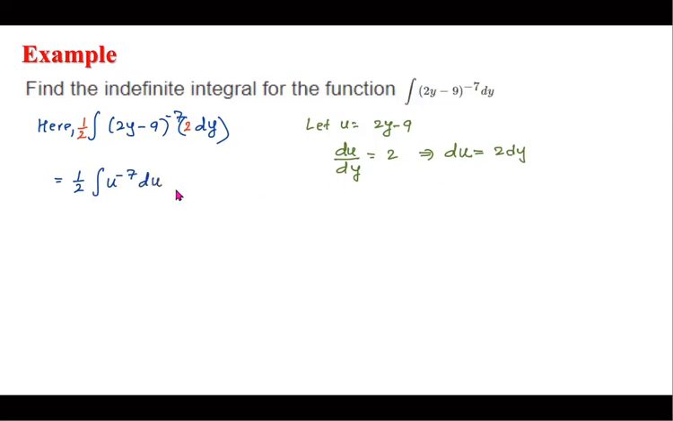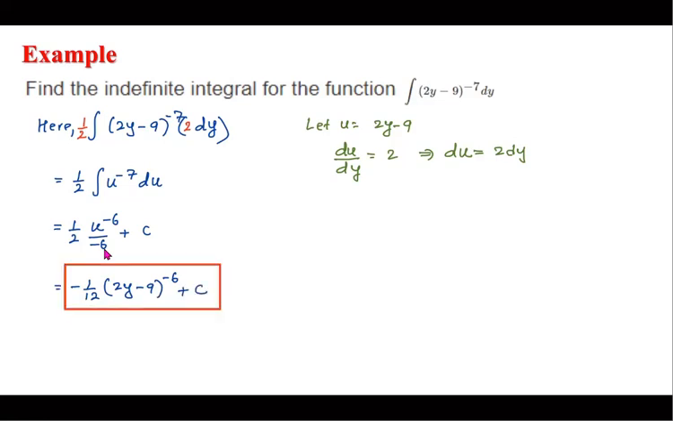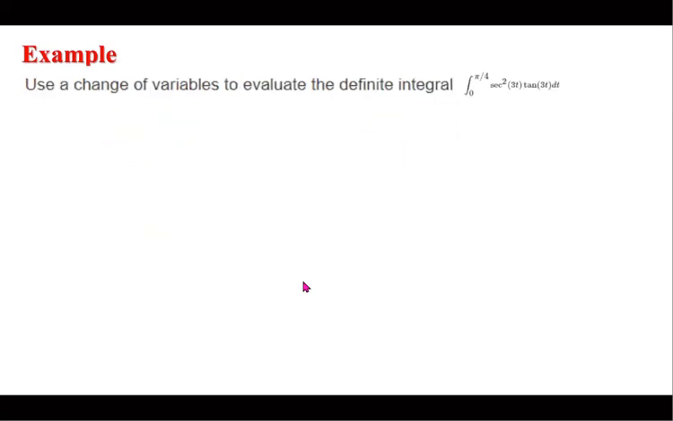So it is easy to integrate this one. Half, we increase the power by 1, that becomes negative 6. We divide by the new power and then plus c. This is my answer, but not the final answer. 1/2 and negative 6 in the denominator, that is negative 1 over 12. The value of u is 2y minus 9, power is negative 6, plus c. So that is our answer. Okay, that's how we can find the value of the integral. Okay, number 5 is that. Let's move on to number 6.